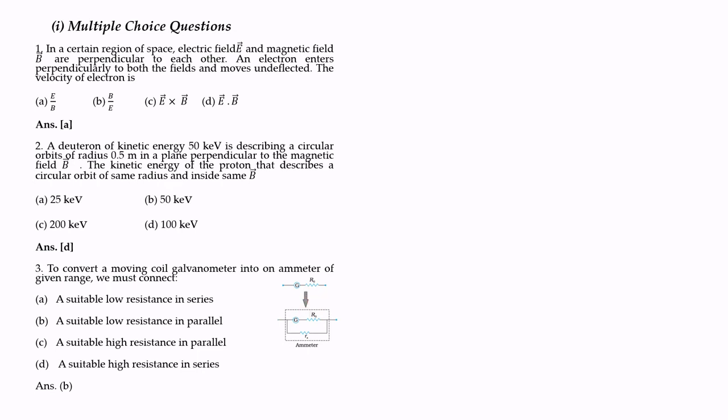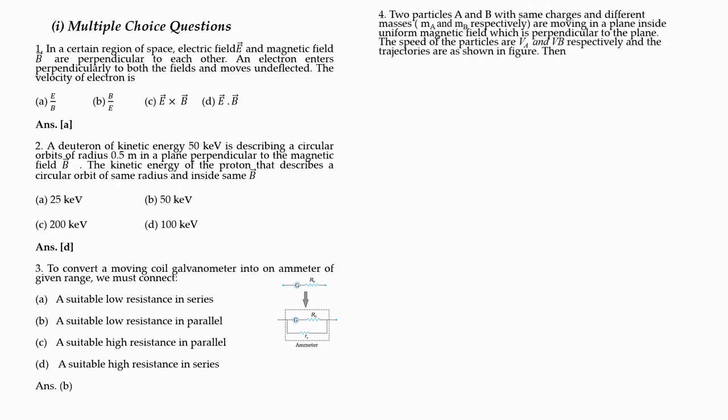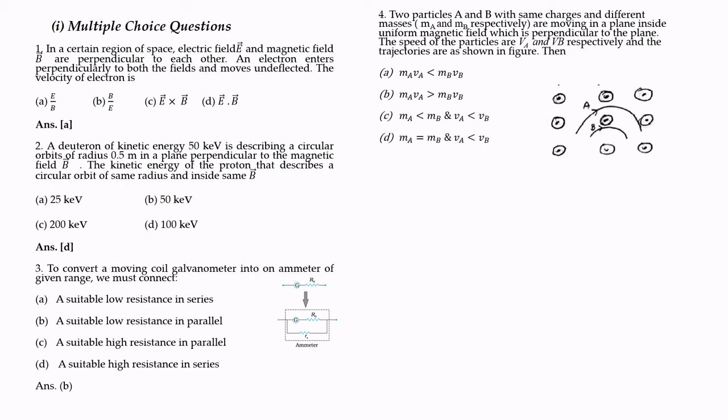Question number 4. Two particles A and B with same charges and different masses MA and MB respectively are moving in a plane inside the uniform magnetic field which is perpendicular to the plane. The speed of the particles are VA and VB respectively, and trajectories are as shown in the figure. Please see the figure. The answers are given and the correct answer is B.